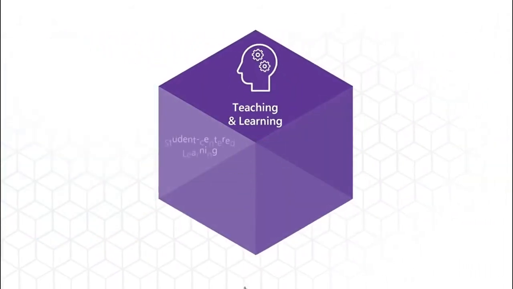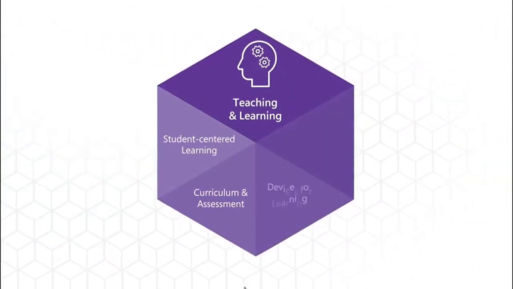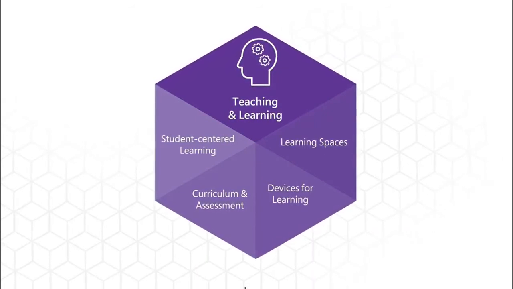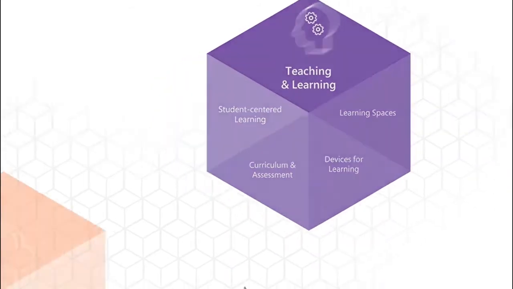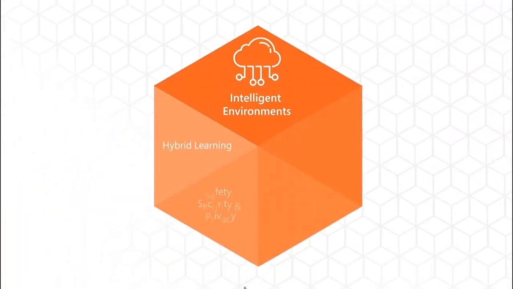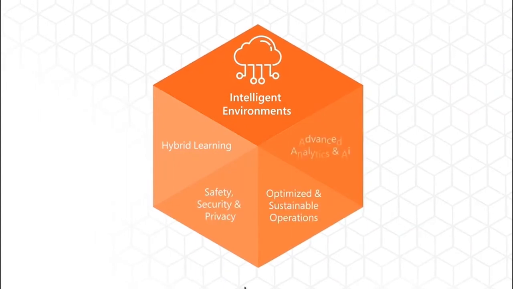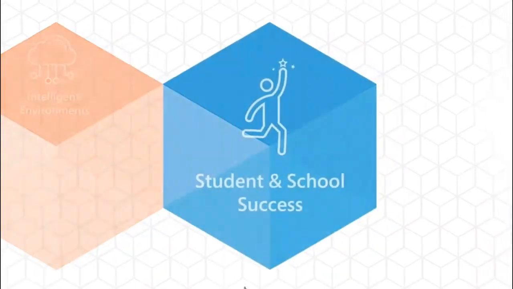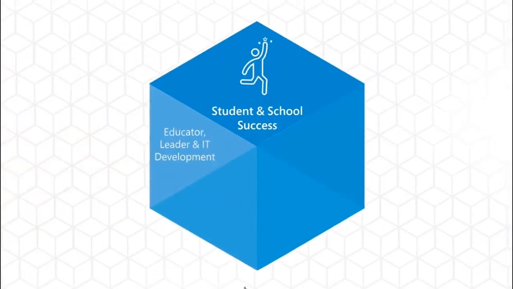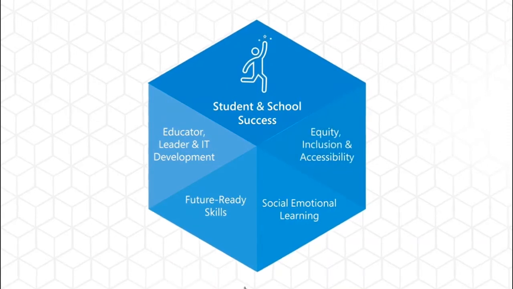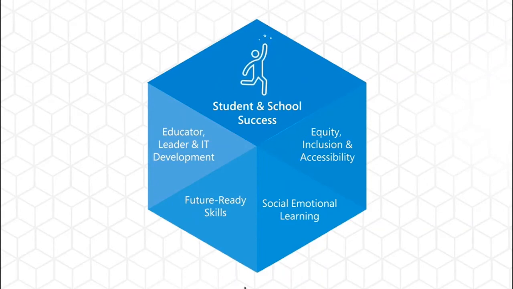Teaching and learning aims to help all learners achieve their potential by taking a student-centered approach to curriculum, assessments, devices, and spaces. Intelligent Environments has the goal of developing safe and secure on-site and online environments and leveraging data analytics to optimize student outcomes. Finally, Student and School Success prioritizes equity and inclusion and builds capacity through professional development that ensures all students are successfully prepared for the future.